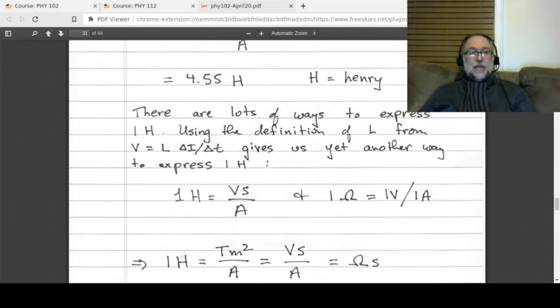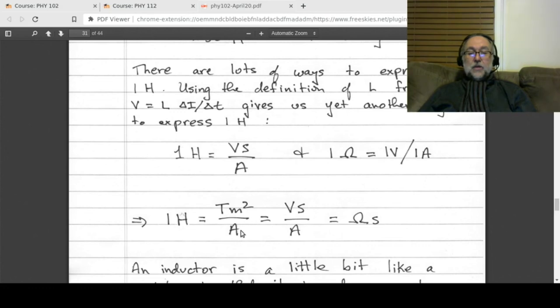If you go back to the equation that defined inductance, V is equal to L delta I over delta T. If you just do a unit analysis on this, potential is measured in volts, so there's your volt. Delta T is measured in time, so there's your second. I is measured in amps, so there's your amp. And if you isolate the L on one side, you get that a Henry is a volt second per amp. So one way to think of a Henry is a tesla meter squared per amp, which came out of our calculation of the inductance of a solenoid, and that's the same as a volt second per amp.